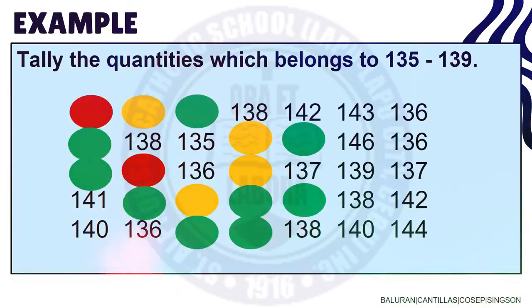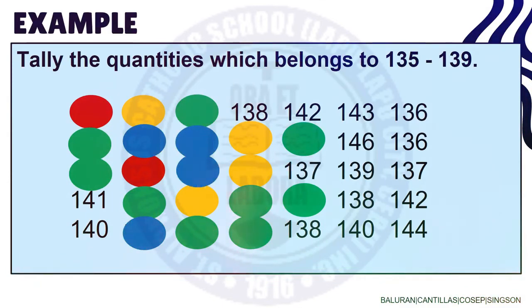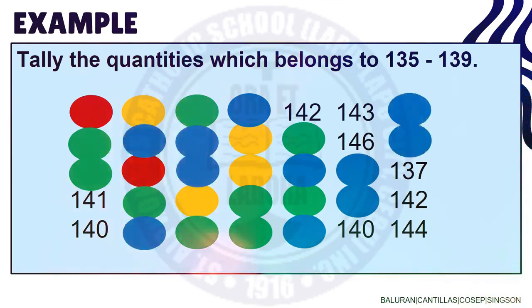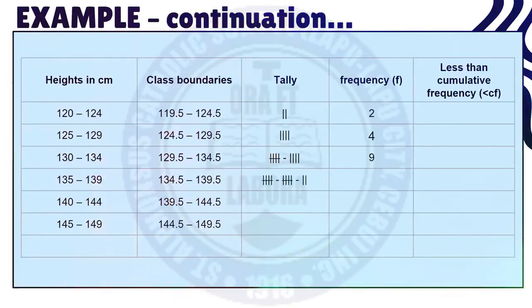Then followed by, we have to tally quantities which belong to 135 to 139. So we have 138, 136, 135, 136, 138, 137, 138, 139, 138, 136, 136, and 137. So we have tallied a total of 12 quantities under this class.